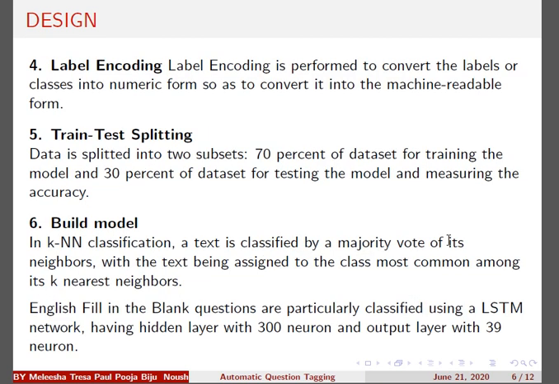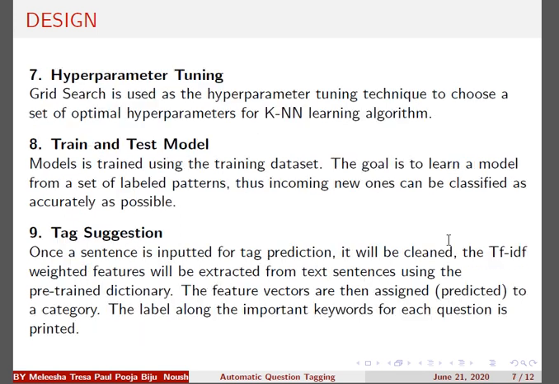Next, label encoding is used to convert each label or tag into a machine readable form, a numerical value. Next, the database is split into train and test data sets. And two models are built here. First is the KNN model, which is used for data sets that are not English data sets. And later, an LSTM network is also used to tag questions from the English database. The LSTM network has an embedding layer, an LSTM layer, a hidden layer, and an output layer consisting of 39 neurons.